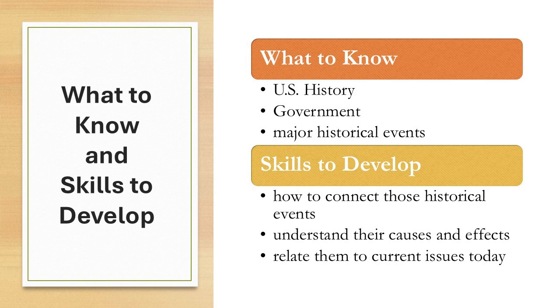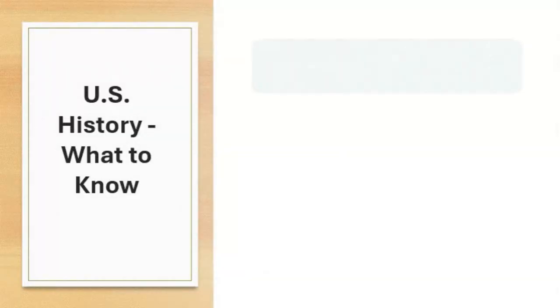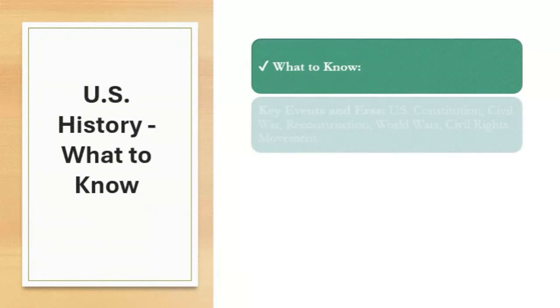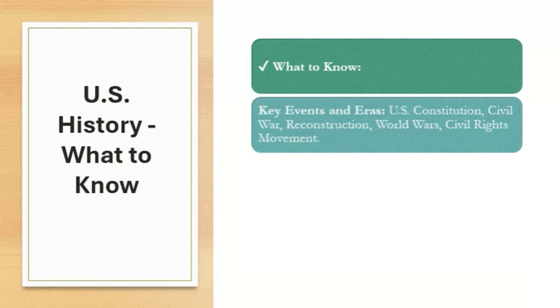Let's start with the basics of U.S. history. There are a few key events and eras that you should be familiar with. 1. The U.S. Constitution. This is the foundation of our government. Understanding the Constitution means understanding the rules that govern how the U.S. operates. 2. The Civil War and Reconstruction, a crucial turning point in U.S. history. The Civil War was fought over issues like slavery, and Reconstruction was the period afterward focused on rebuilding the country and integrating formerly enslaved people into society.